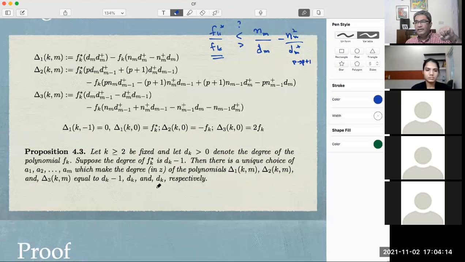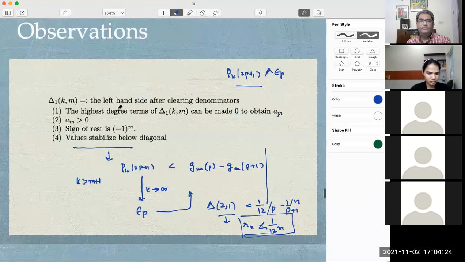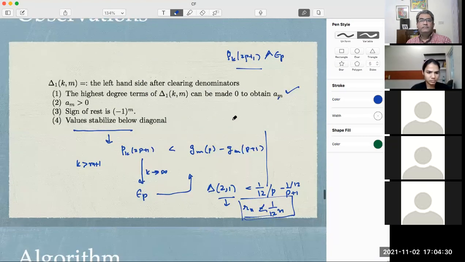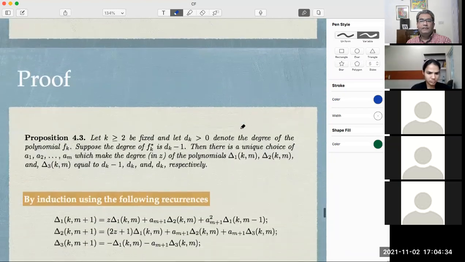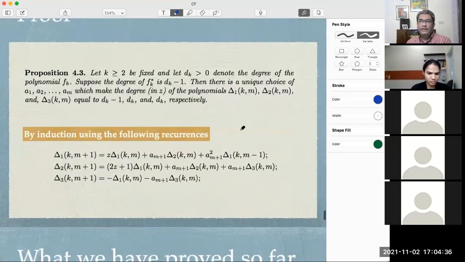So it shows that we can find an A1. It doesn't tell us the other properties. It tells you that you can find a sequence A1, A2, A3, but at least we know that number 1 is proved. Okay, so we can obtain AM, and then I wanted to just give you an indication of the proof. To prove it, we use the following recurrences.